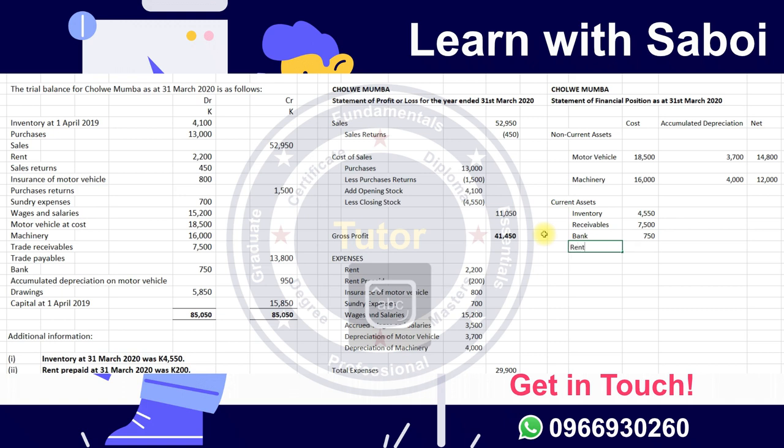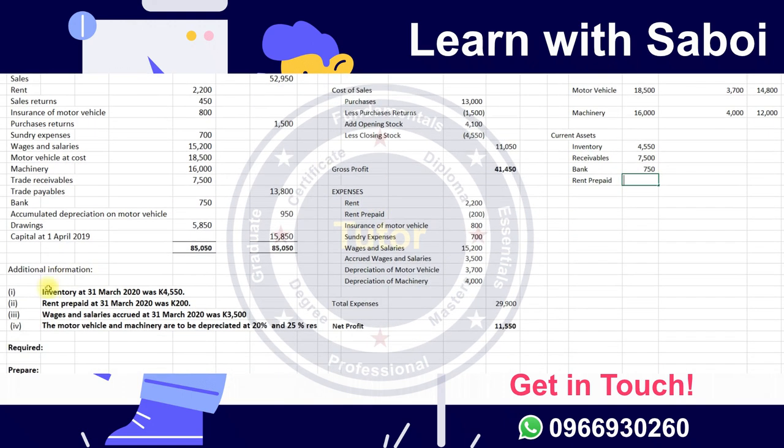It's important to be very clear, so write it in full: rent prepaid. How much was rent prepaid? You go to rent prepaid. The rent prepaid was given under additional information, and it was 200.